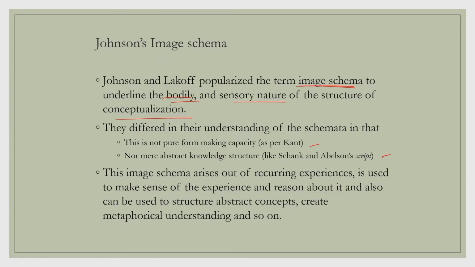However, Johnson's idea slightly differs from that of the earlier scholars. As far as Immanuel Kant is concerned, they do not agree that it is a purely form-making capacity. Similarly, they also do not agree with Abelson's understanding that it is a mere abstract knowledge structure. So, there are differences, however, the basic understanding remains the same. This image schema arises out of recurring experiences and is used to make sense of the experience and reason about it, and also can be used to structure abstract notions and even metaphors.